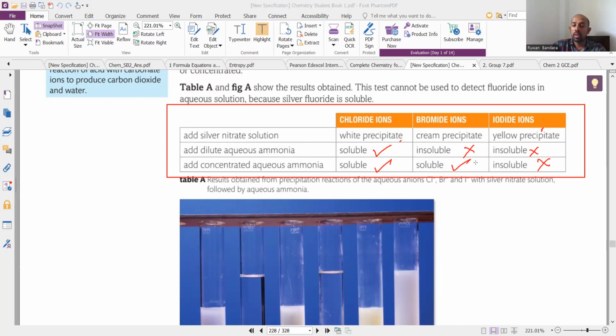Down the group, solubility. No. Anyway, the silver halides are insoluble. Iodide is soluble with chloride ions. No. Except silver.